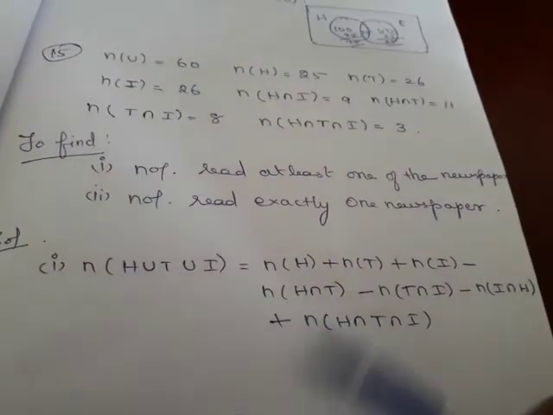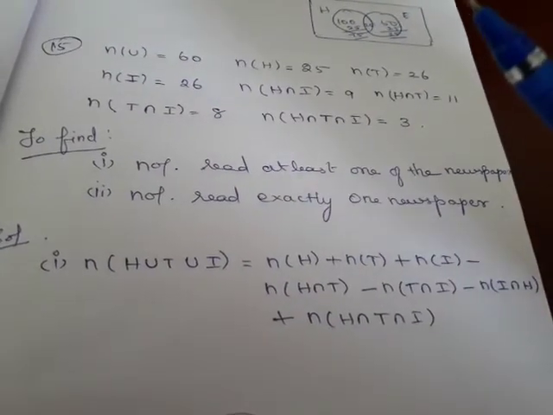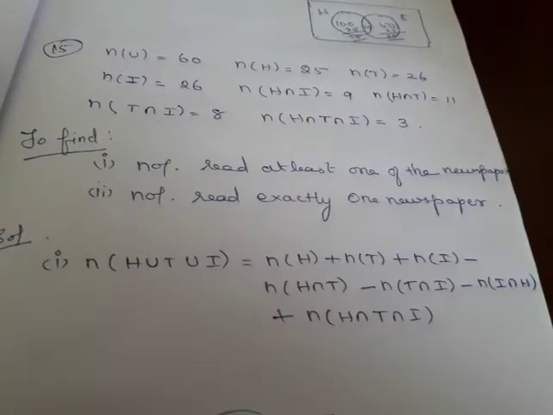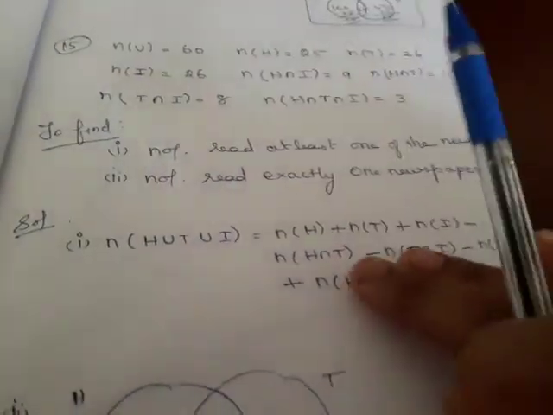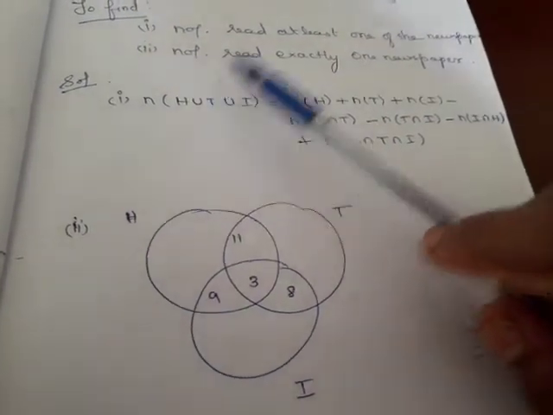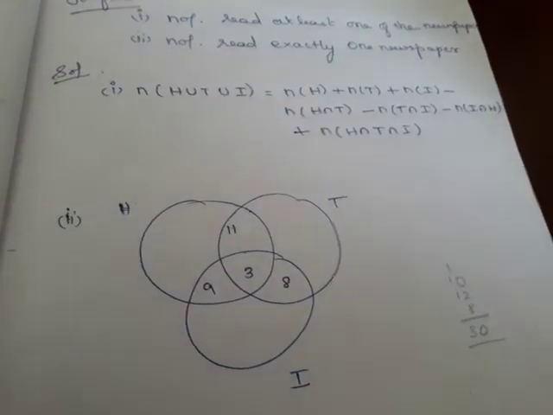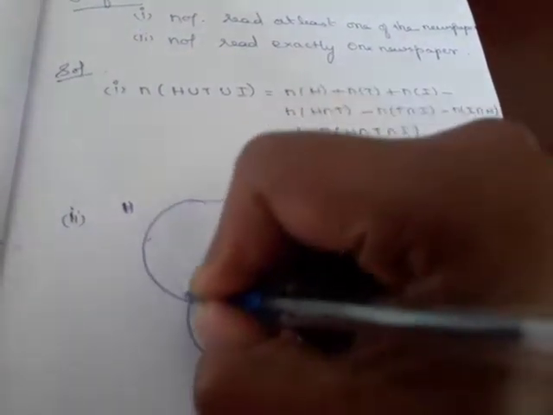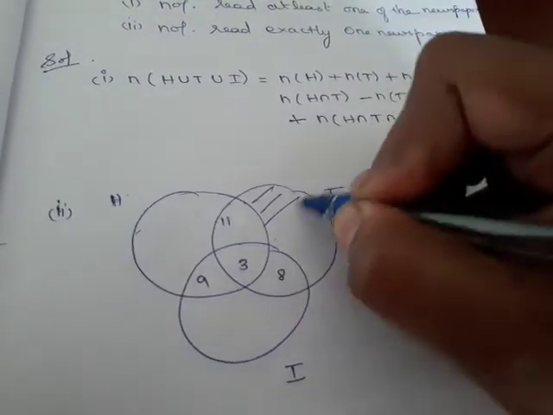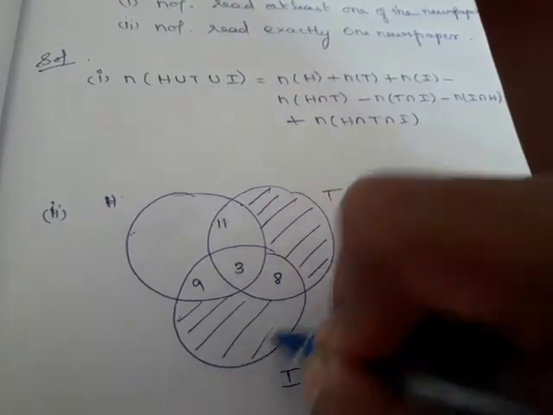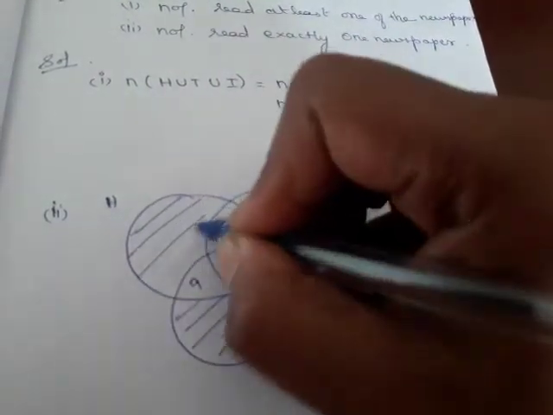Now if you see the second question, number who read exactly one newspaper. Problems of this kind, a Venn diagram gives you a better hand instead of going with numerical methods. So I'll explain how to solve this. I have drawn 3 circles here because we are dealing with 3 sets. Number who read exactly one newspaper, in the sense we need which count? This count: number who read only H, number who read only newspaper T, and number who read only newspaper I. We need these counts alone.